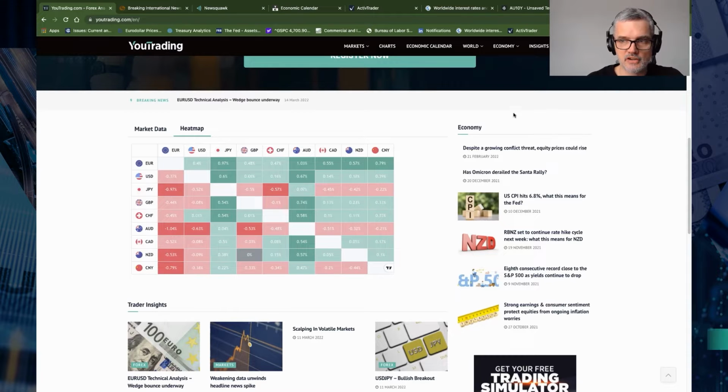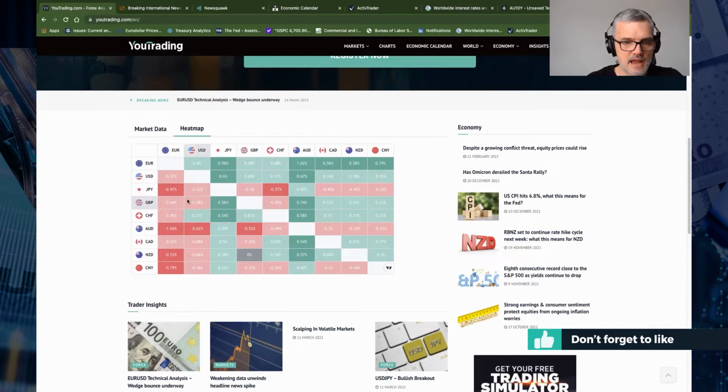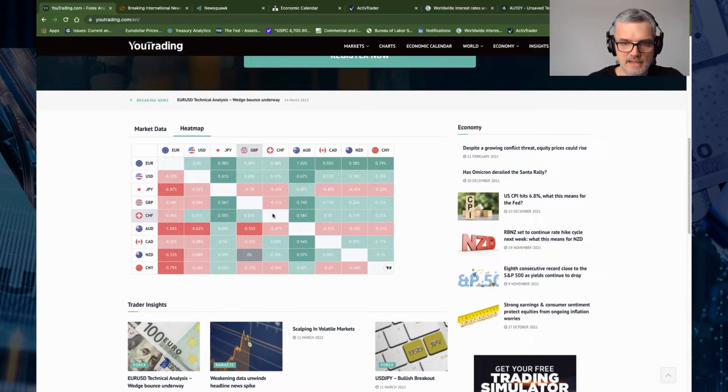Okay, I'm going to start with the YouTrading.com Forex heat map. We can see here that the euro is green across the board. The yen and the Australian dollar are competing for the weakest currencies. Currently, the heat map isn't showing a real risk on, risk off. It's kind of mixed, so we're basically trading on news headlines.